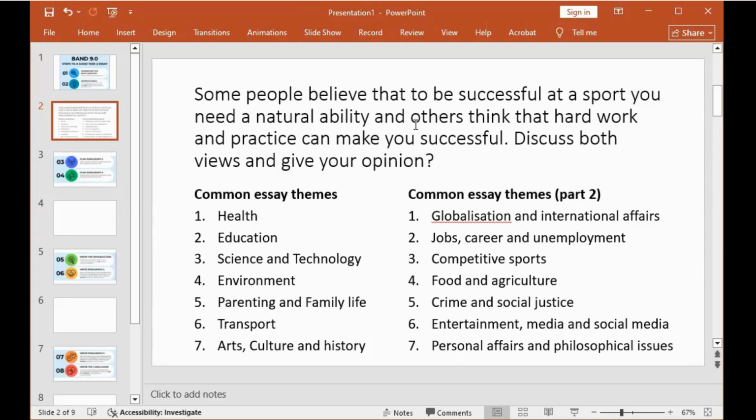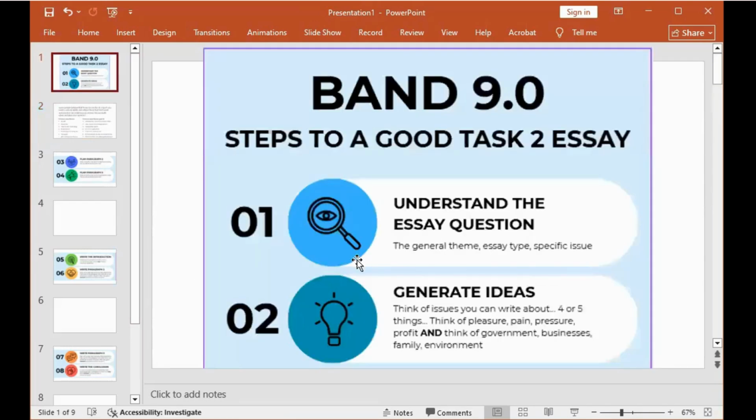So, what type of essay is this? A discussion essay. Thank you. Discuss both views and give your opinion. So let's go back to our steps. Step one: general theme, essay type, and then the specific issue.